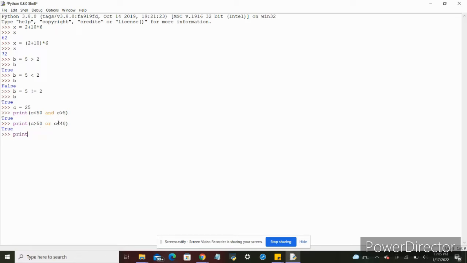Now, if I put print not c is greater than 50, so you see, c is not greater than 50, so the output should be false, but the not statement inverses the output, meaning if it's false, the output would be true. If the output is true, it would be false. I'll show you what I mean. If I put the not statement for c is greater than 50, it says true, but if I don't put it, c is greater than 50, it would be false.